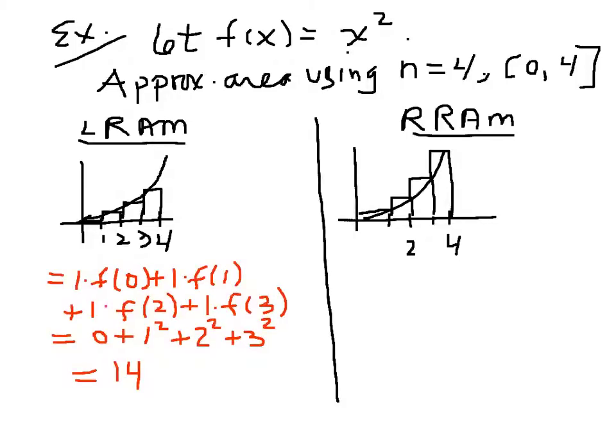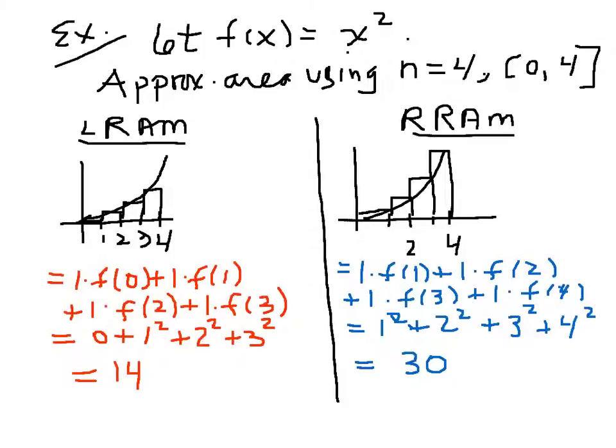So for LRAM, we notice that the base of each rectangle is 1. That made it as easy as we could. The first height is f of 0. The next height is f of 1, and then f of 2, and then f of 3. So putting in the values for f of x equals x squared, here's what we get. And so using LRAM, we get 14. And if you look at the graph, you should believe that this is an underestimate. The actual area is more than that.